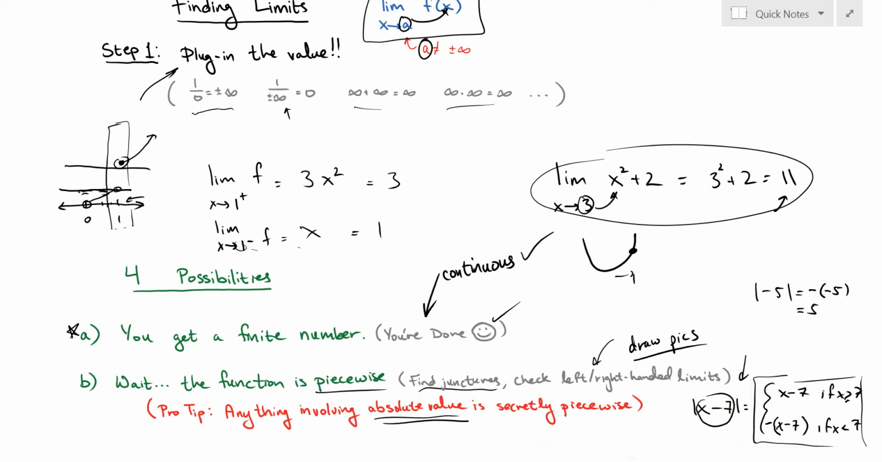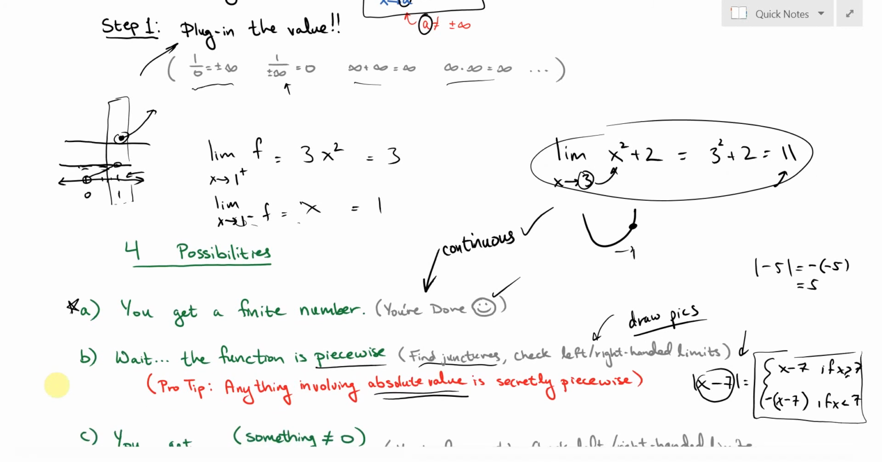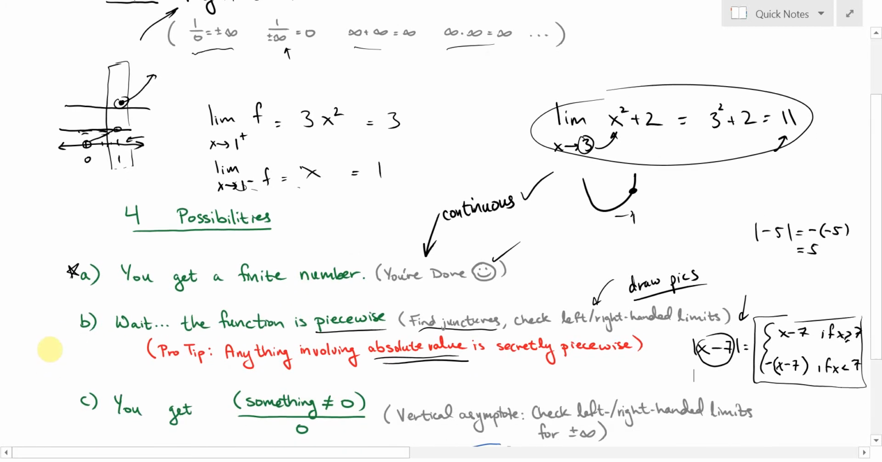There are other possibilities too. Maybe you don't get a finite number. Maybe it's not piecewise. It is a formula, but unfortunately you don't just get some pretty finite number. You get something other than 0 divided by 0. And it's important that that numerator not be 0.